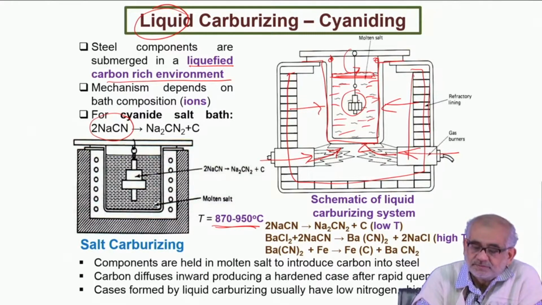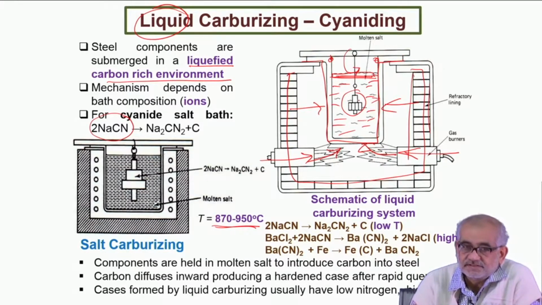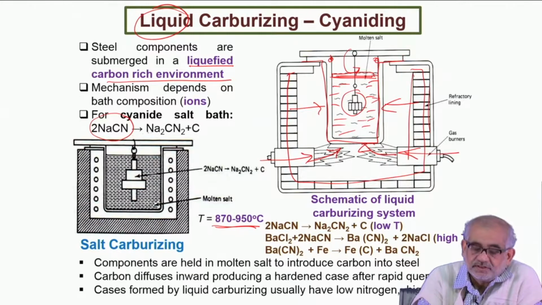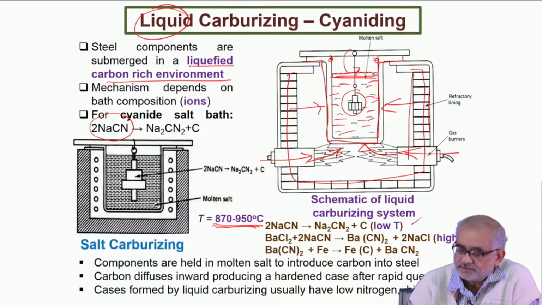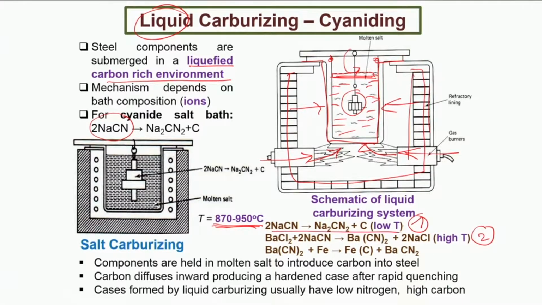Usually in all kinds of salt bath furnaces we use multiple salts so that they form a eutectic. But in case of liquid carburizing, particularly the cyaniding process, it's a single salt which is heated. There are two versions: the so-called low temperature variety and the high temperature variety. The low temperature variety means heating to less than 900 degrees centigrade, typically about 800 to 850, 860 degrees, whereas the high temperature variety would be anywhere between 900 to about 960 degrees centigrade.